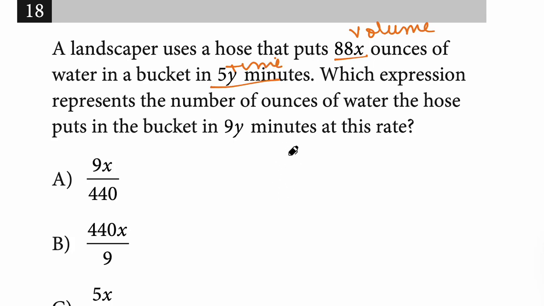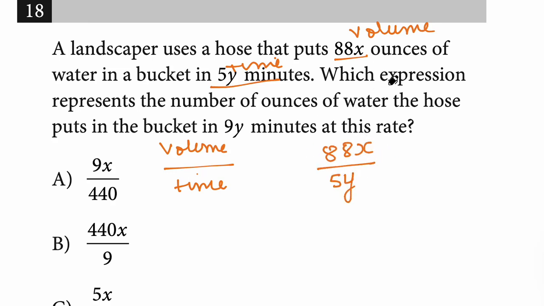So that means we can solve it by the ratio method. If I take volume as the numerator and time as the denominator, this is what I am taking here. Now let's start the question. 88x ounces of water in 5 minutes. Which expression represents the number of ounces of water? Okay, that is not given to us. The hose puts in the bucket in 9 minutes. That means you have to calculate this by the ratio method.